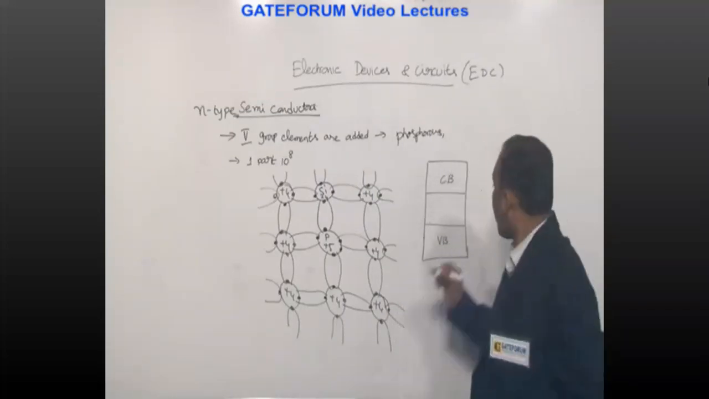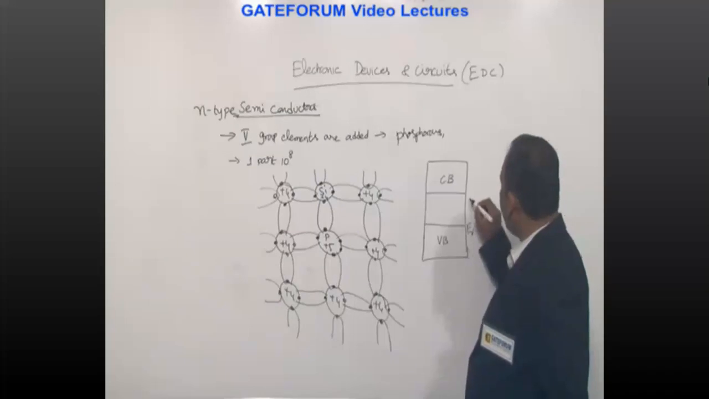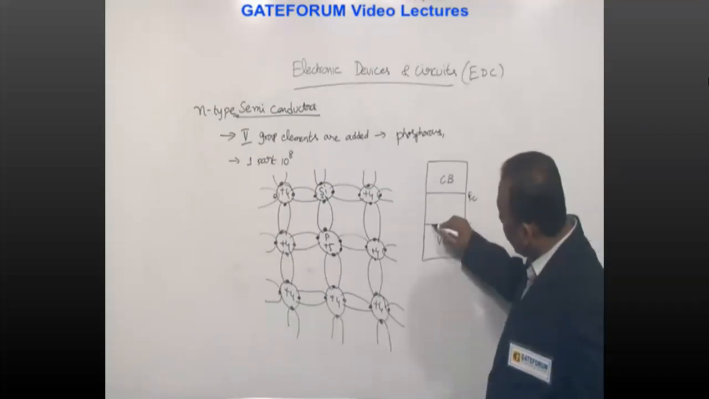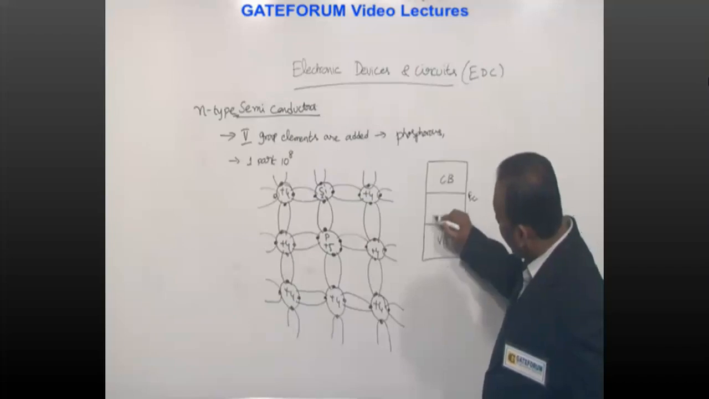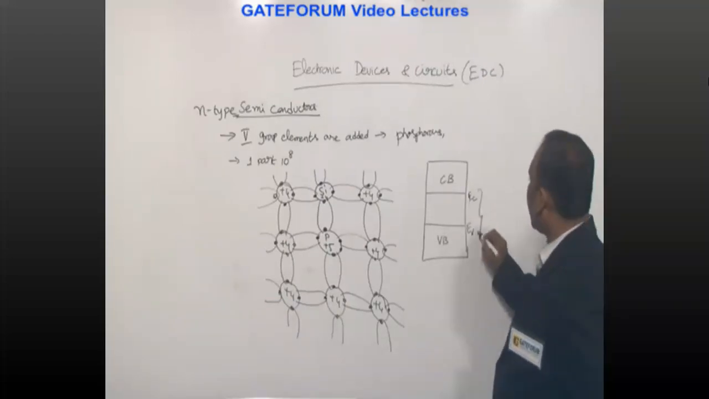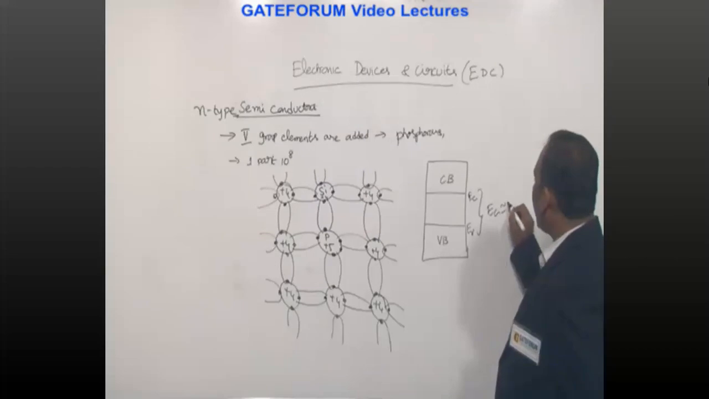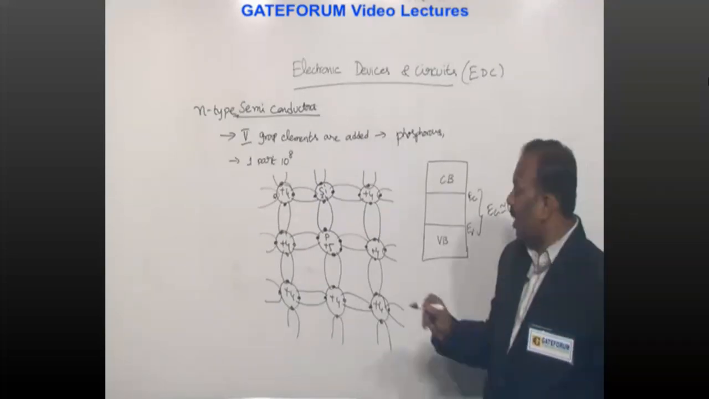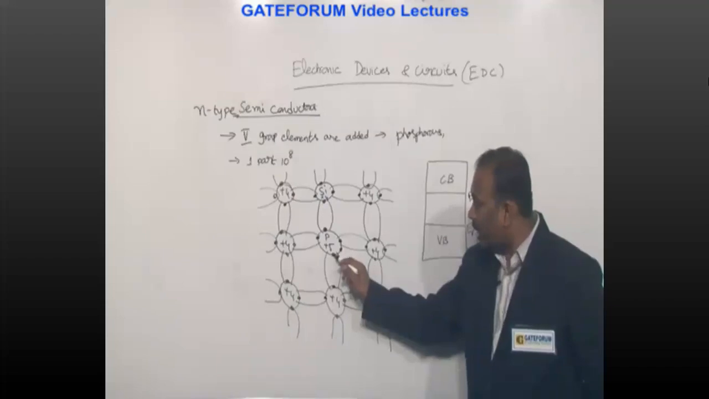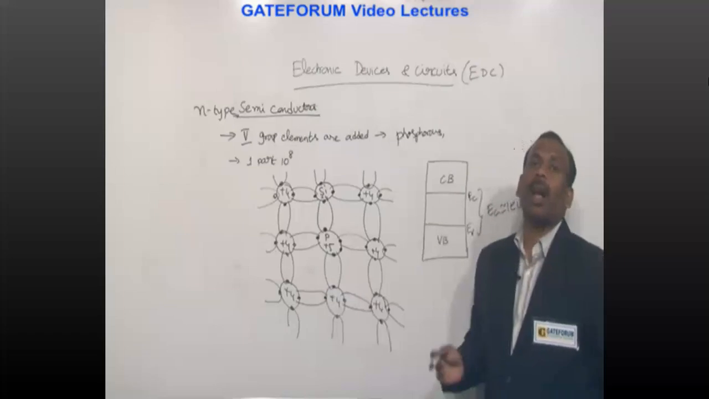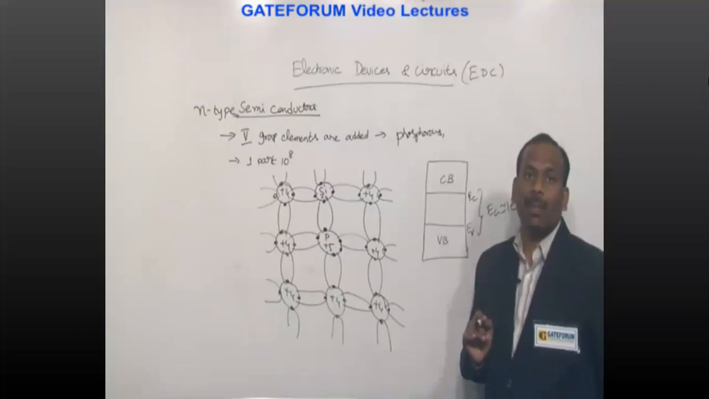Now, what does this forbidden energy gap indicate? The amount of energy required to move an electron from the valence band to the conduction band, which is nothing but Eg, approximately equal to 1 electron volt, as we already know. That means if you give an electron around 1 electron volt, the covalent bond is broken, the valence electron becomes a free electron, and a hole pair is generated.